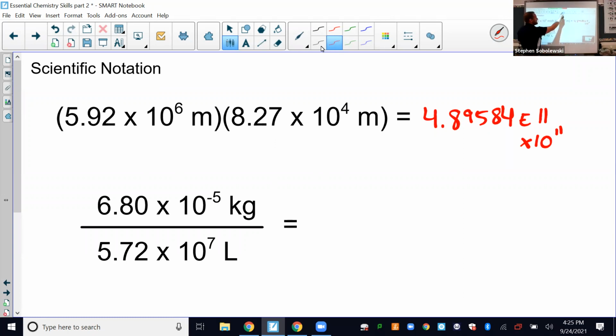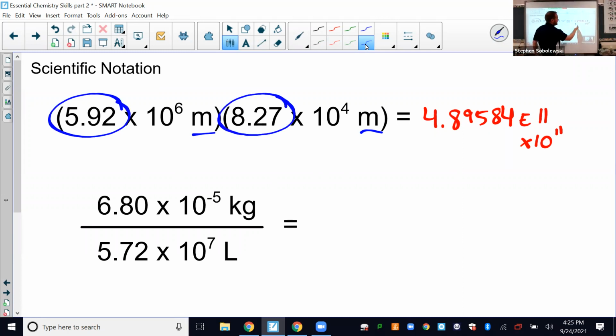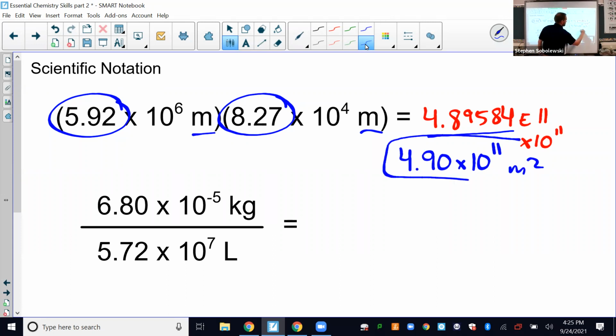But of course, we need units and sig figs. Let's look at units first. Meters times meters. The unit's going to be meters squared. And for sig figs, 3 sig figs here, 3 sig figs here. I need to round this to 3 sig figs. So looking at that number here, 4.895 is going to become 4.90 times 10 to the 11th meters squared. That's exactly how we're going to write that.